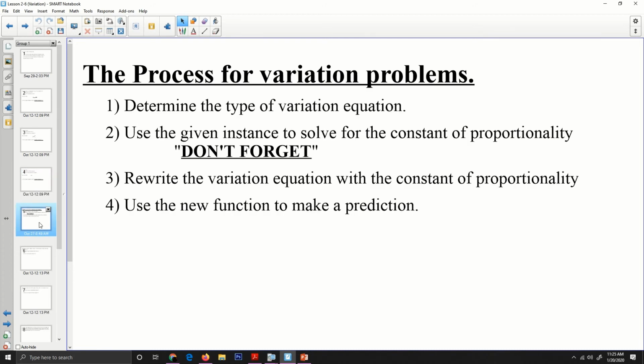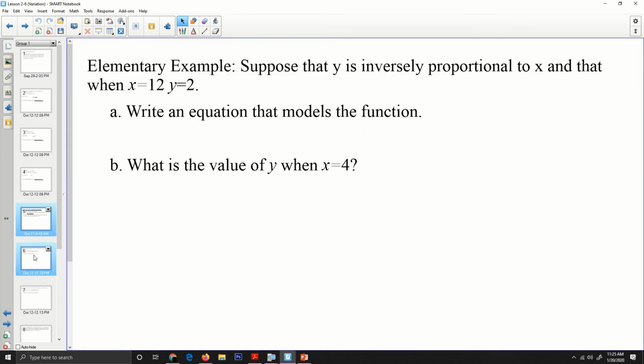Here is the process that we're going to use for solving variation problems. We're going to determine the type of variation equation. Then we're going to use a given instance to solve for the constant of proportionality. Don't forget that part. That is the hard part. That is the key, and that is also the part that's most often forgotten. We're going to rewrite the variation equation using the constant of proportionality, and we're going to use the new function to make a prediction.